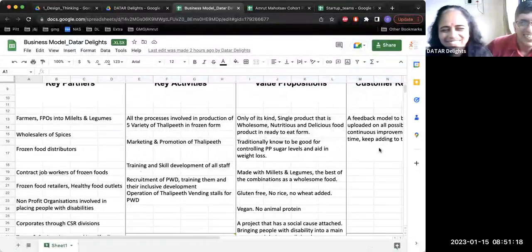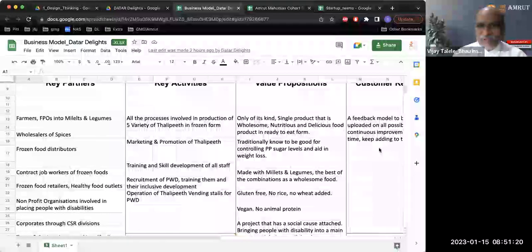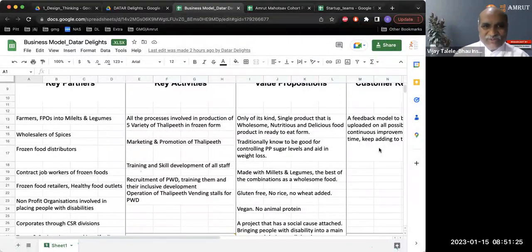Sense. In India, PWD refers to the Public Works Department. That's why I got confused. How did PWD come into here? Training them and their inclusive operation of Talele vending stores for PWD.